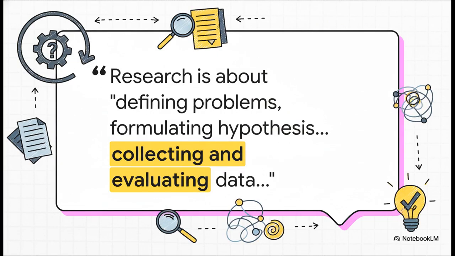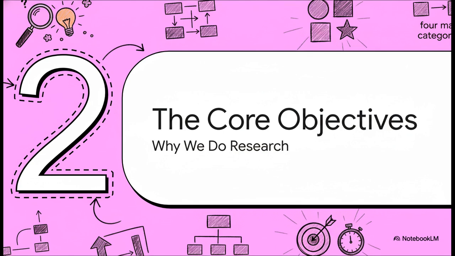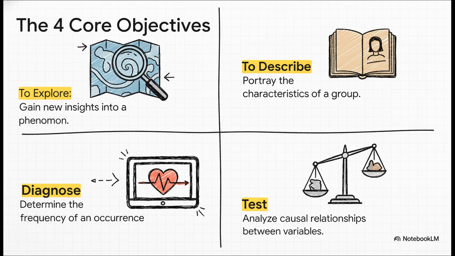And then Clifford Woody gives us a more detailed look, kind of painting a picture of the full cycle. You can see it's about starting with a problem, gathering up your evidence, analyzing it, and then finally reaching a conclusion. It really is a complete journey from start to finish. So now that we know what research is, let's talk about why we do it. Every single research study has a specific goal, and pretty much all of them fall into one of four main categories. Think of these as the action verbs of research.